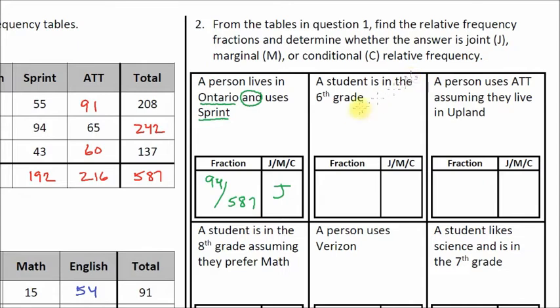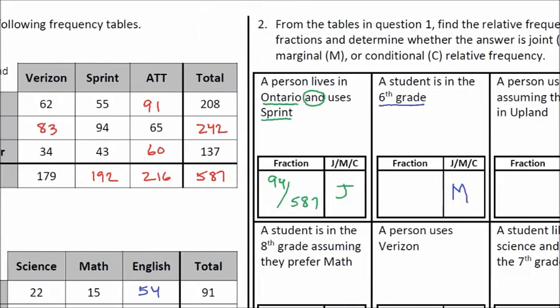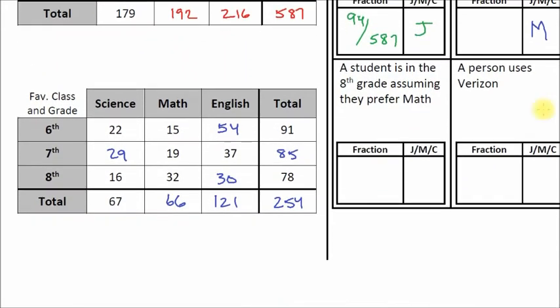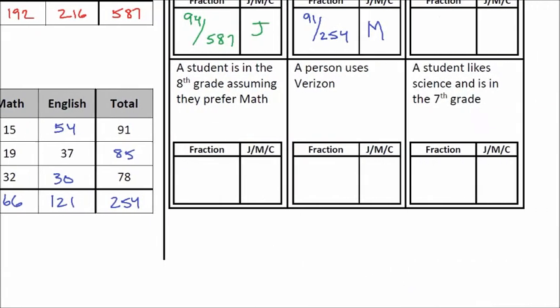A student is in the 6th grade. Now in this case we only have one category being mentioned, 6th grade. That automatically makes this a marginal relative frequency, because if you look at the table for students, a student in the 6th grade, that's going to come from the total column. We have 91 students in the 6th grade, so 91 out of 254. Alright, let's take a look at the next one.